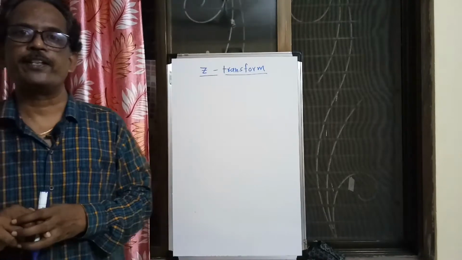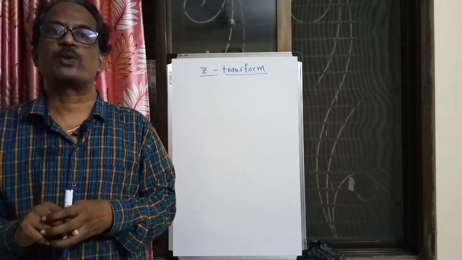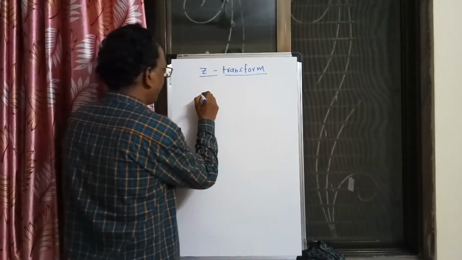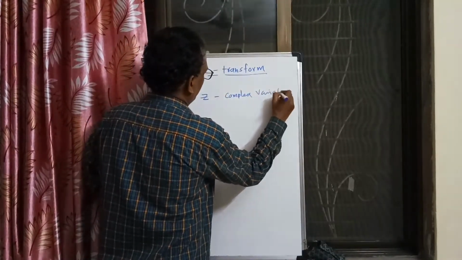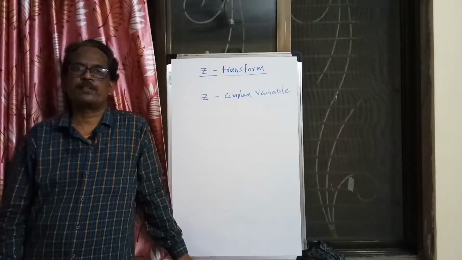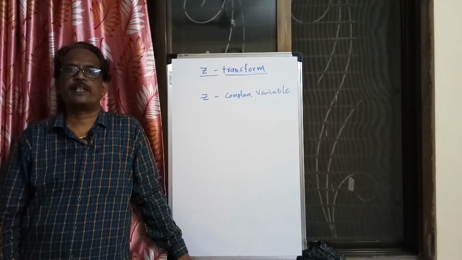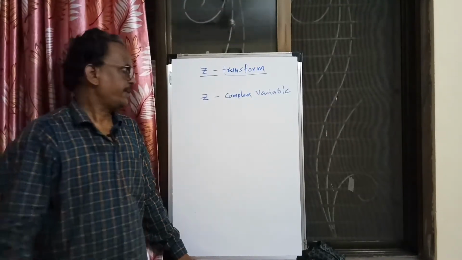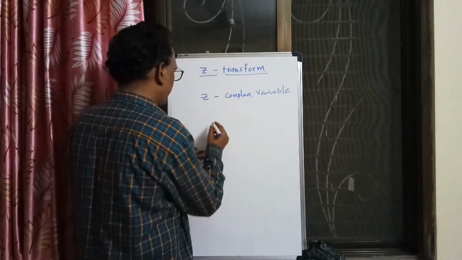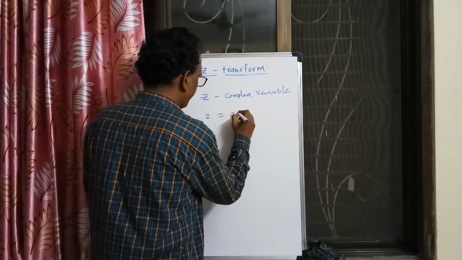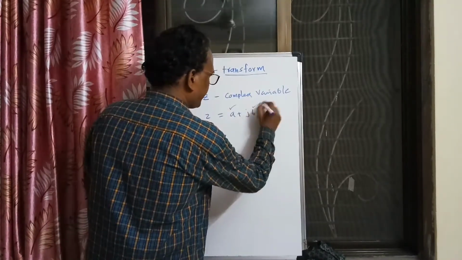while studying the Z transform. In the Z transform, the kernel is Z raised to minus n, where Z is a complex number, a complex variable. So I told you that whenever a complex variable is there, we talk about its magnitude and phase, or we talk about its real part and imaginary part. So let us say this Z is one complex variable, so Z can be written as a plus jb. So a is the real part and b is the imaginary part.